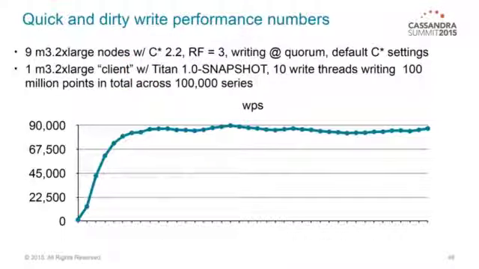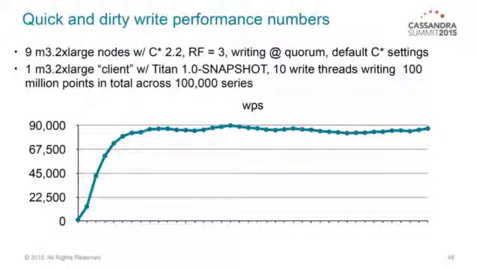So, again, just quick and dirty performance numbers. This is not supposed to represent any sort of definitive insert rate you're going to get out of this system. But for the sake of giving you some sort of rough order of magnitude on an untuned system, I set up a cluster on AWS, 9 m3.2xlarge nodes, Cassandra 2.2, replication factor of 3, writing at quorum, and didn't do anything else with them.